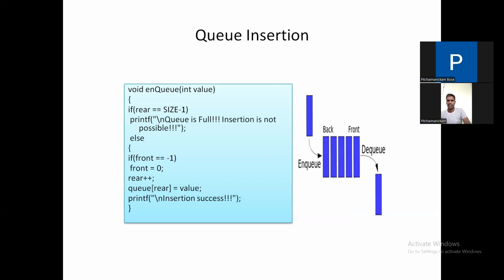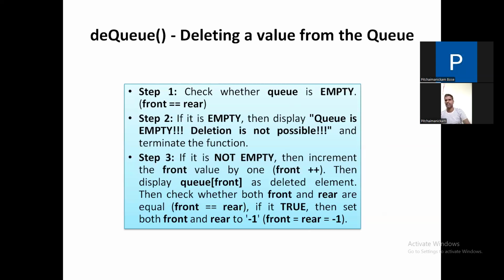One more thing: this is the pseudocode. You need to check whether rear is equal to size minus 1. If the condition is true, the queue is full and insertion is not possible. Else, if front is equal to minus 1, then front is equal to 0, and rear plus plus. Then Q of rear is equal to value. The value is stored in the queue at rear, and the insertion is successful. So this is the pseudocode for the insertion operation.